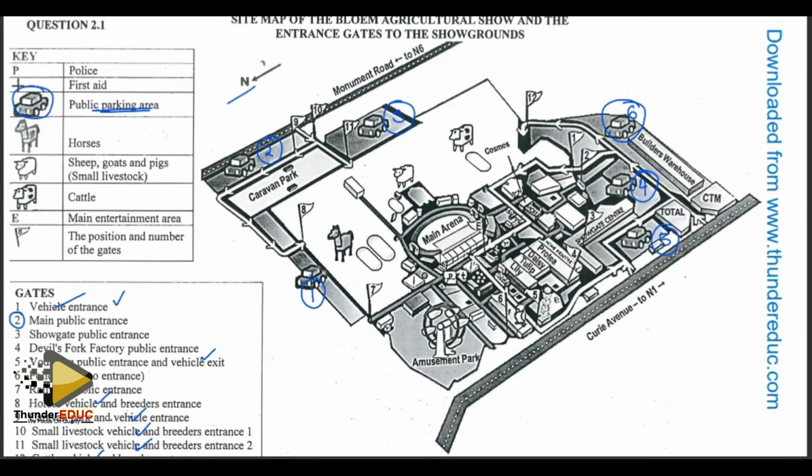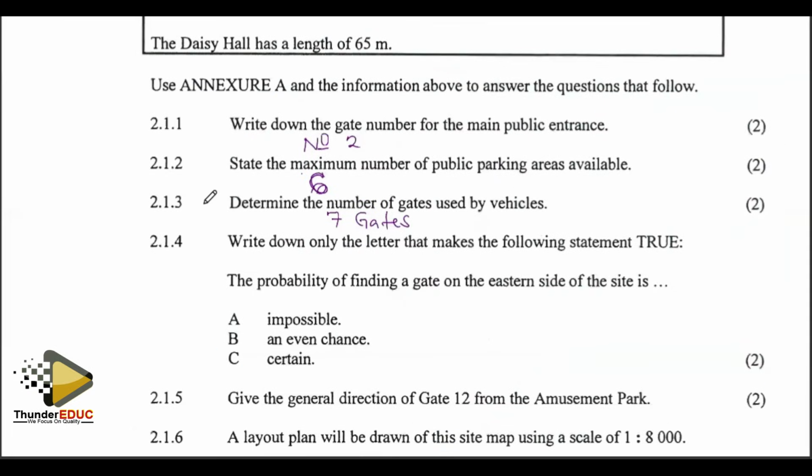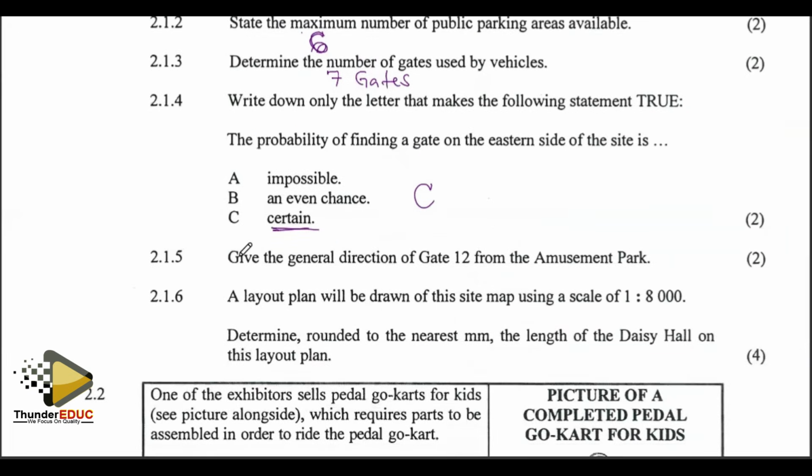That means if we were to complete it, this becomes west, south, and this is east. So definitely it's certain because these are gates. 1, 2, 3. Those are gates. So to complete the statement, we say C, certain. You're sure. There are already 3 gates there. It's not even chance.